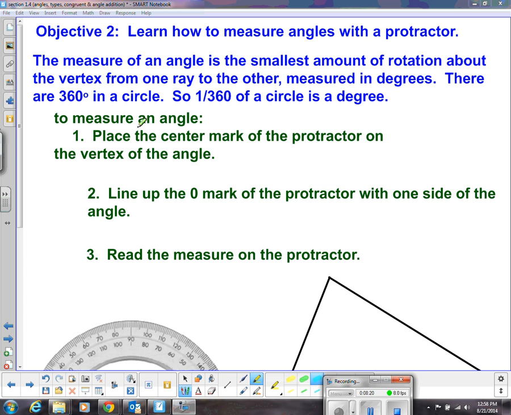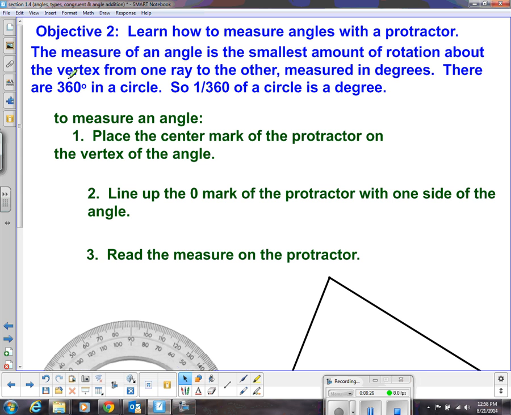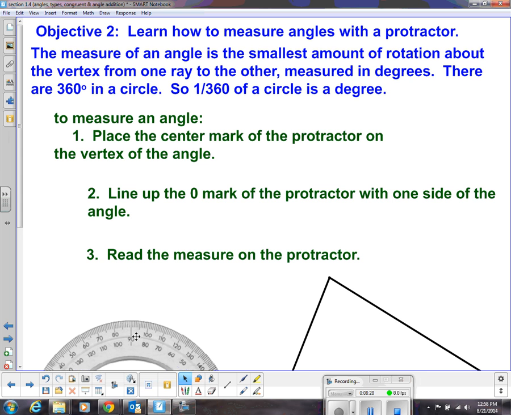Now what we're going to do is we're going to learn how to measure an angle with a protractor. So you should have a protractor at home. Please bring it to school because you're going to be doing this tomorrow in class. The measure of an angle is the smallest amount of rotation about the vertex from one ray to the other, measured in degrees.